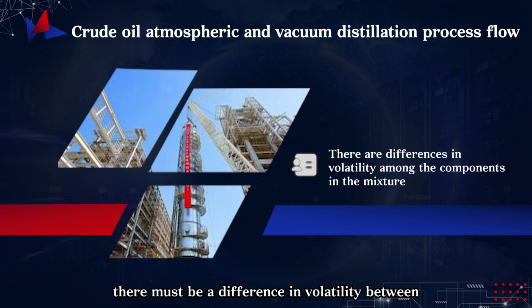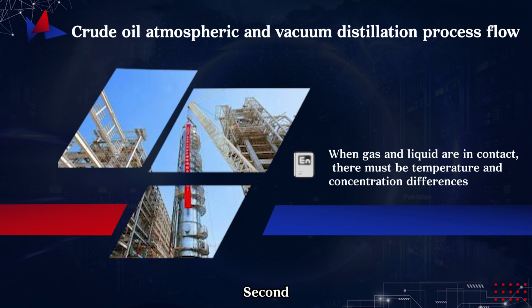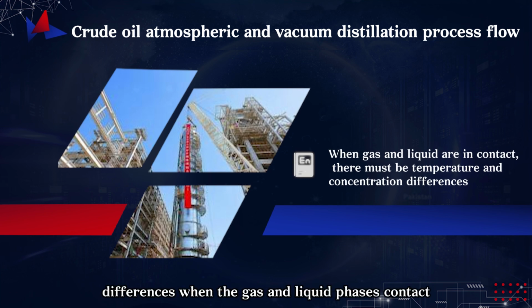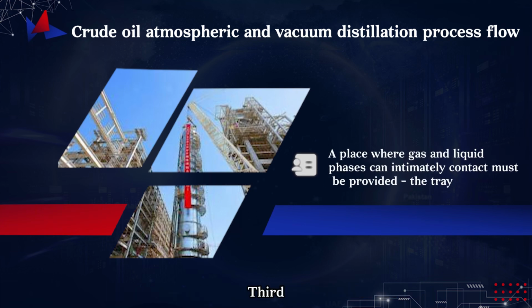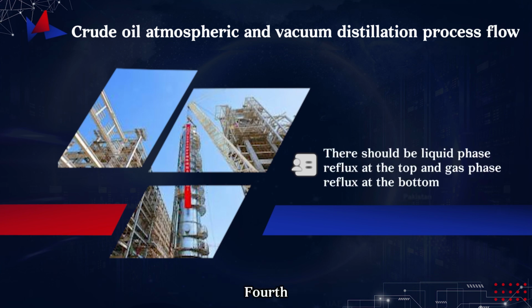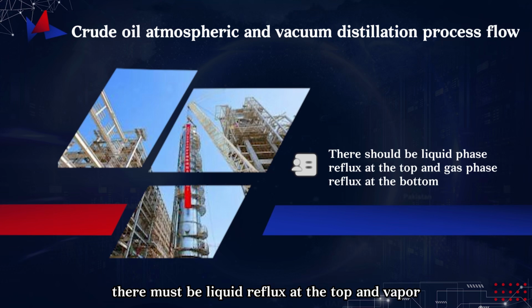First, there must be a difference in volatility between the components in the mixture. Second, there must be temperature and concentration differences when the gas and liquid phases contact. Third, a place must be provided for intimate contact between the two phases, i.e., trays. Fourth, there must be liquid reflux at the top and vapor boil-up at the bottom.